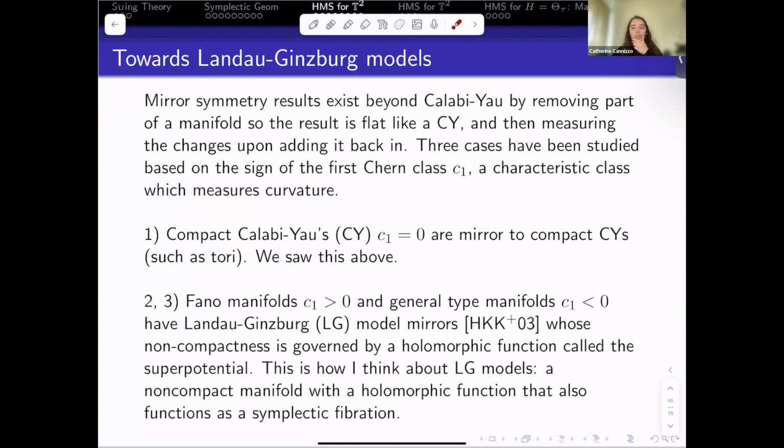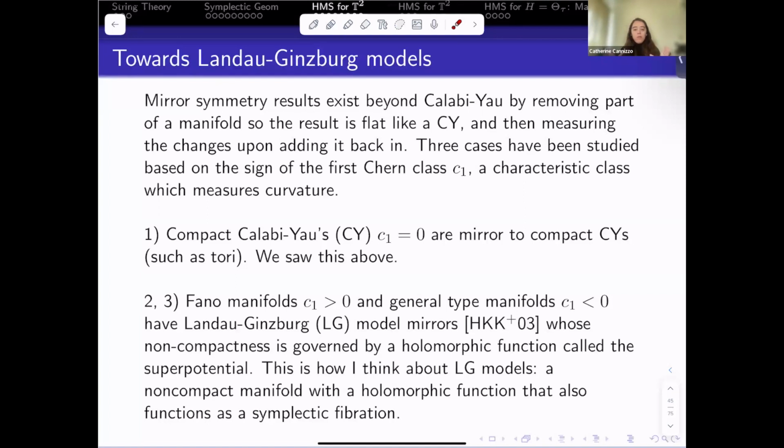Okay, so the title of my talk has geometry of Landau-Ginzburg models in it. Mirror symmetry results exist beyond Calabi-Yau. So far we've talked about Calabi-Yau: a compact Calabi-Yau is mirror to a compact Calabi-Yau, like a 2-torus. If you have something that's not Calabi-Yau, so that's not flat in a certain sense, you can remove part of it so that it is Calabi-Yau, get the mirror of that, and then quantify what happens when you add back in the missing part. Quantify that on the symplectic side, quantify that on the complex side, and look at the corresponding change in the categories.